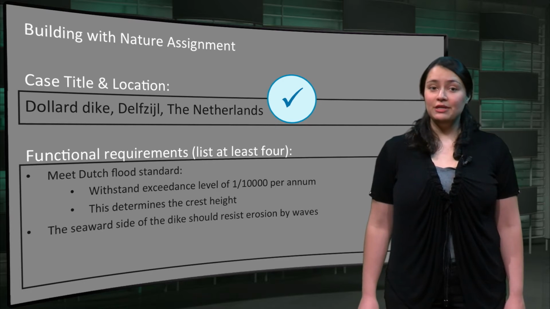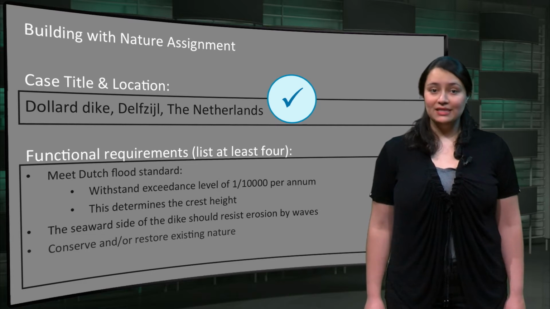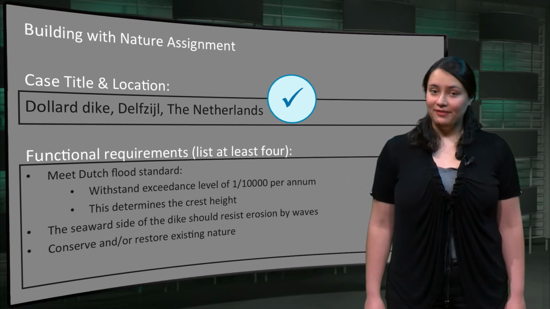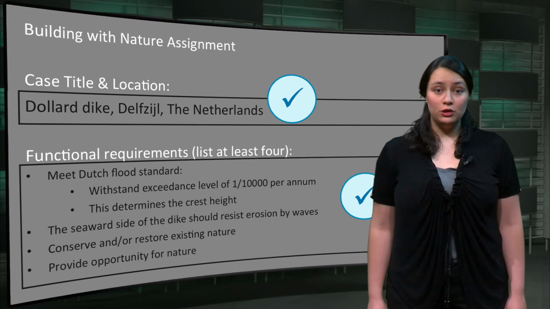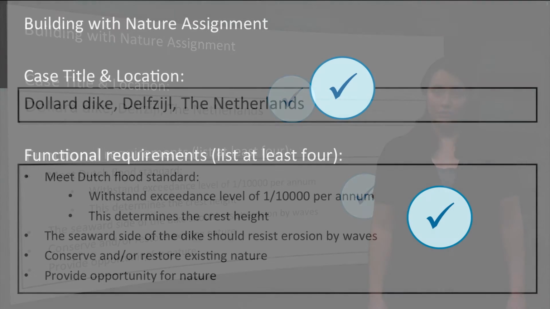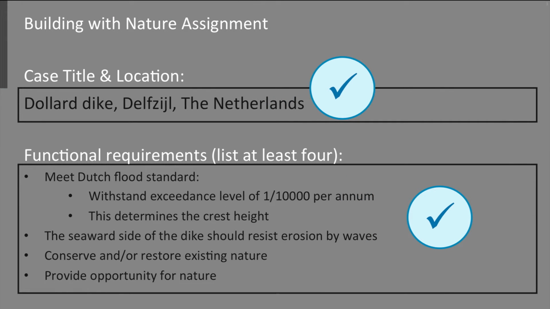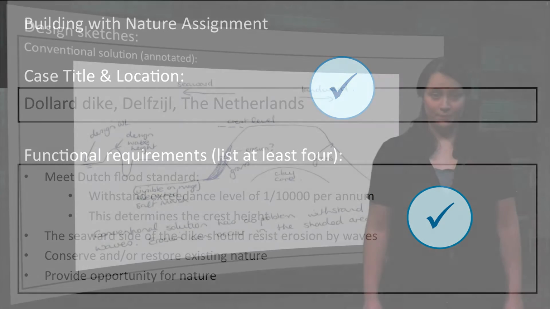Second, the seaward side of the dike should resist erosion by waves. Third, the dike should conserve or even restore existing nature. Finally, the structure should also provide opportunities for nature to thrive. These requirements are sufficient for this example.